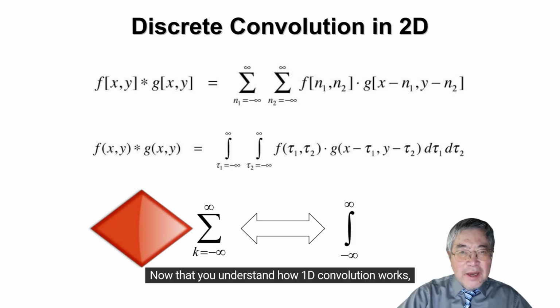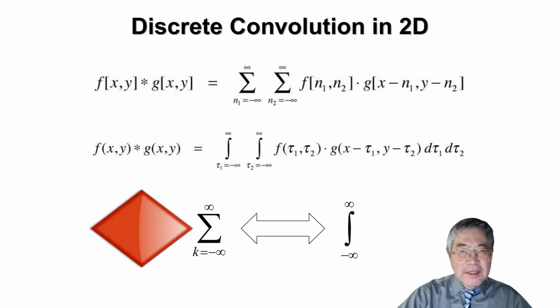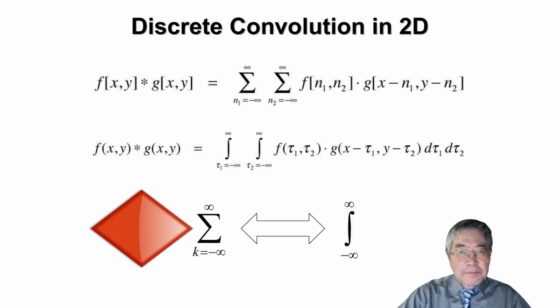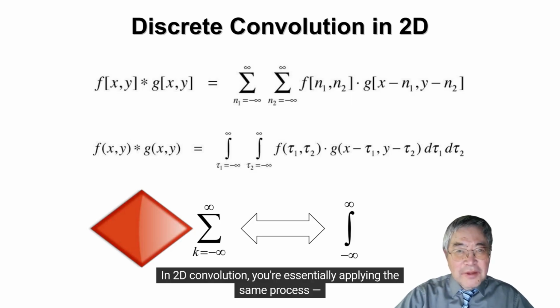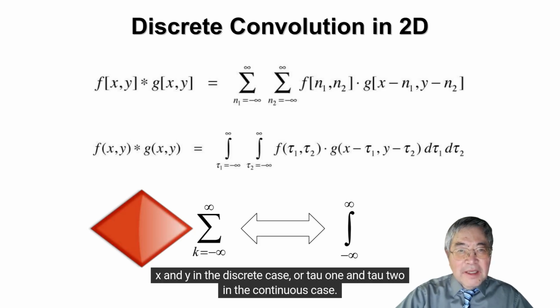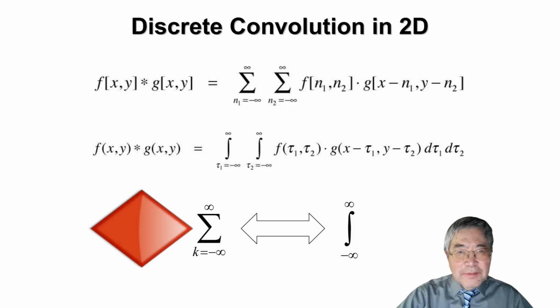Now that you understand how 1D convolution works, it's actually quite easy to extend the idea to 2 dimensions, especially when working with images. In 2D convolution, you're essentially applying the same process, but now instead of just one variable like t, you're working with 2, x and y in the discrete case, or tau1 and tau2 in the continuous case.